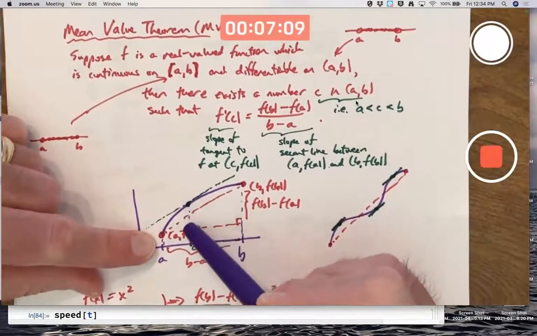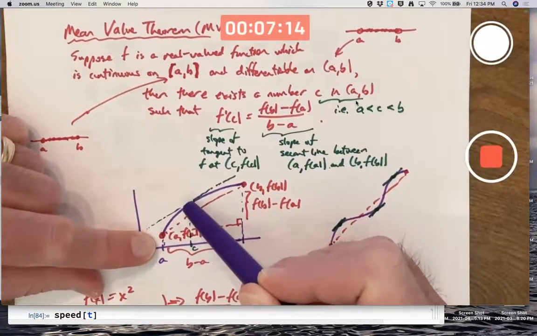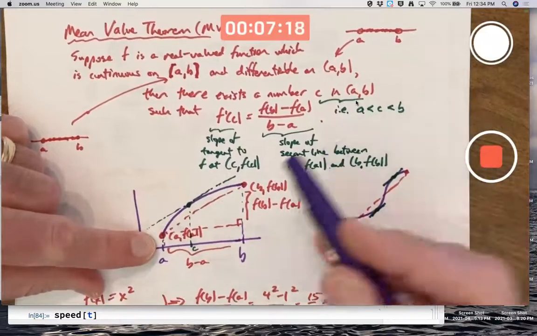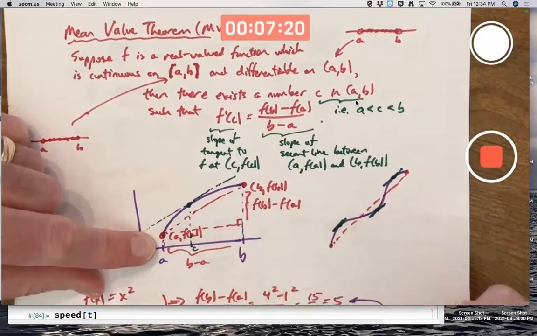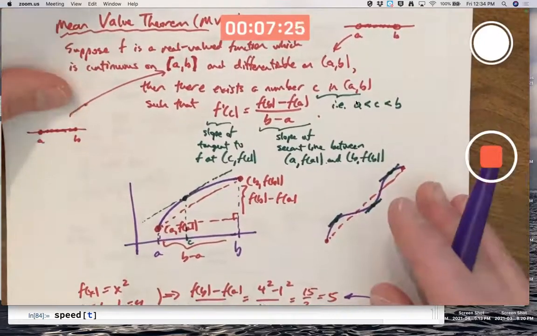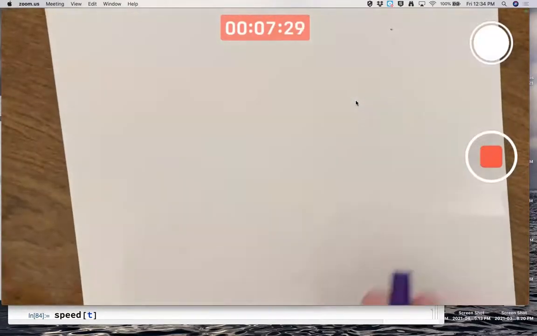At c, which is right about there, right here on the number line, f prime of c is equal to f of b minus f of a over b minus a. These two lines are supposed to be parallel. This tangent line is parallel to that secant line. So it seems perfectly reasonable. We also looked at an example last time, x squared. Let's look at a couple more examples today.